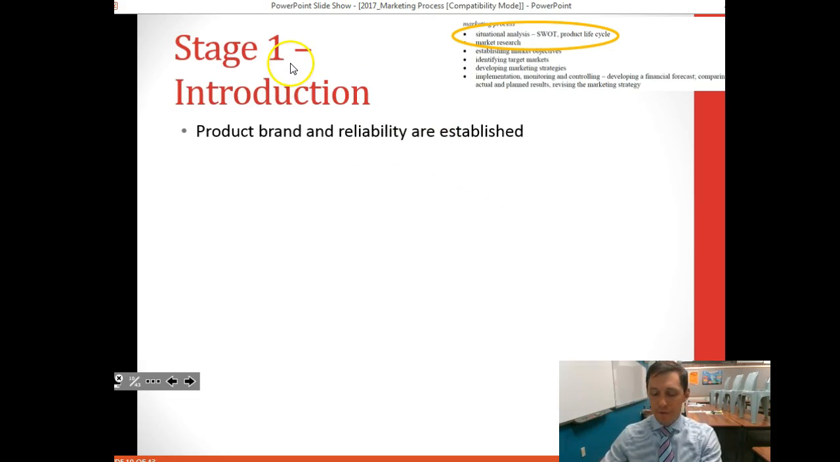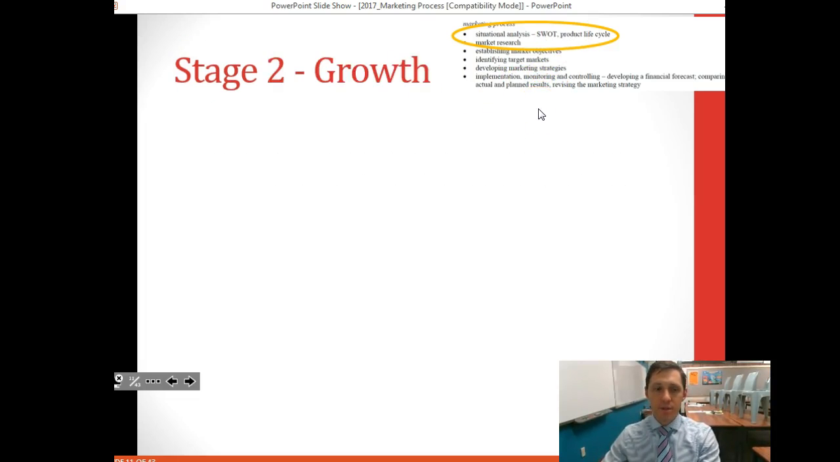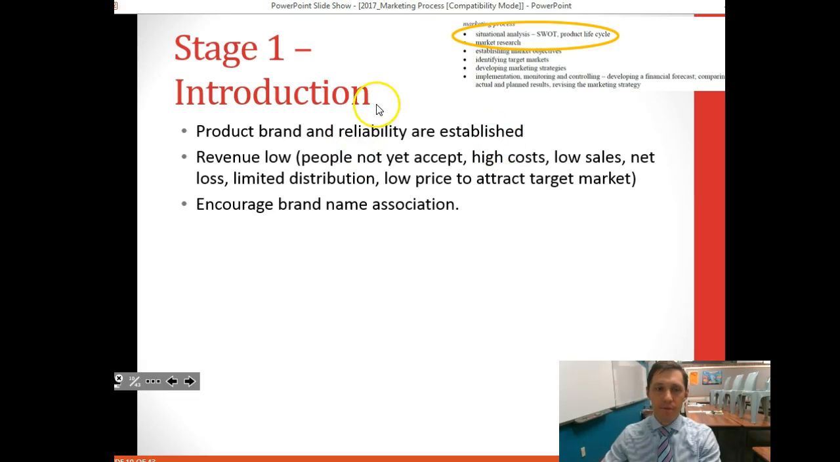In terms of the life cycle, first stage of the product life cycle is the introductory phase. At this stage, some of these characteristics might be prevalent. The product brand and reliability is becoming established. Revenue is going to be low because the business is generally just getting established, or the product is getting established. They're incurring high costs, and sales are generally quite low. And also at this point, the job of marketing really is to try to encourage brand name association. So get this product better known, more well known out in the marketplace.